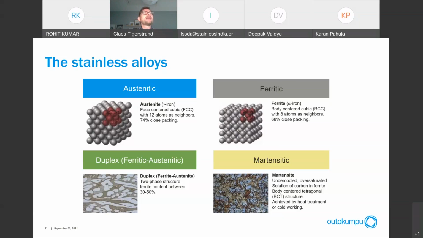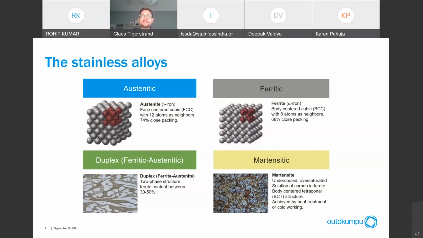But what you see here is how the atoms are arranged in the microstructure. So in the face-centered cubic structure, each atom has 12 neighboring atoms. Whereas in the ferritic structure, where you have a body-centered cubic structure, you see that each atom has 8 neighbors. So it looks a bit different. And the FCC structure is more closely packed than the ferritic BCC structure.